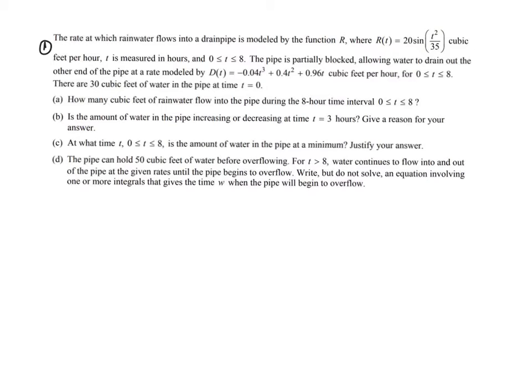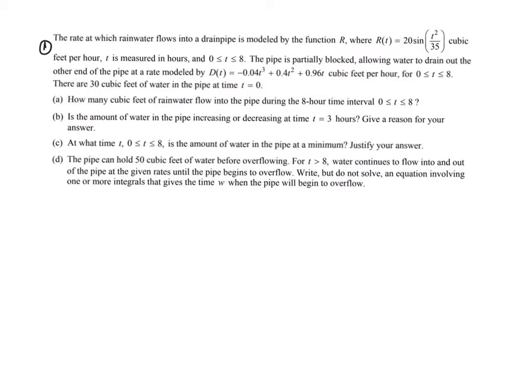The rate at which rainwater flows into a drain pipe is modeled by the function R, where R of T is equal to, and it just tells you cubic feet per hour. T is in hours, and T is between 0 and 8. And then the pipe is partially blocked, allowing water to drain out of the other end of the pipe at the rate modeled by D of T, cubic feet per hour, in the interval from 0 to 8. And there are 30 cubic feet of water at time 0.